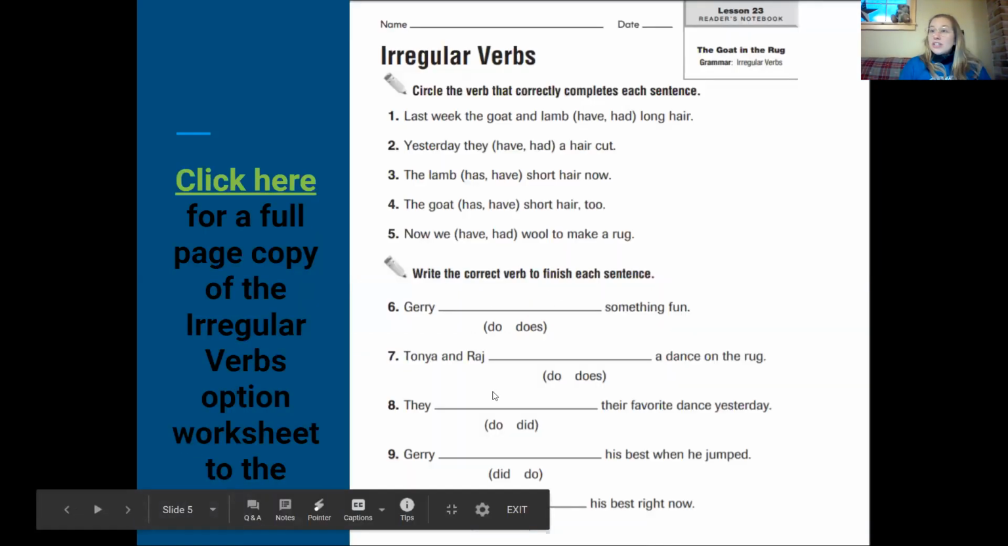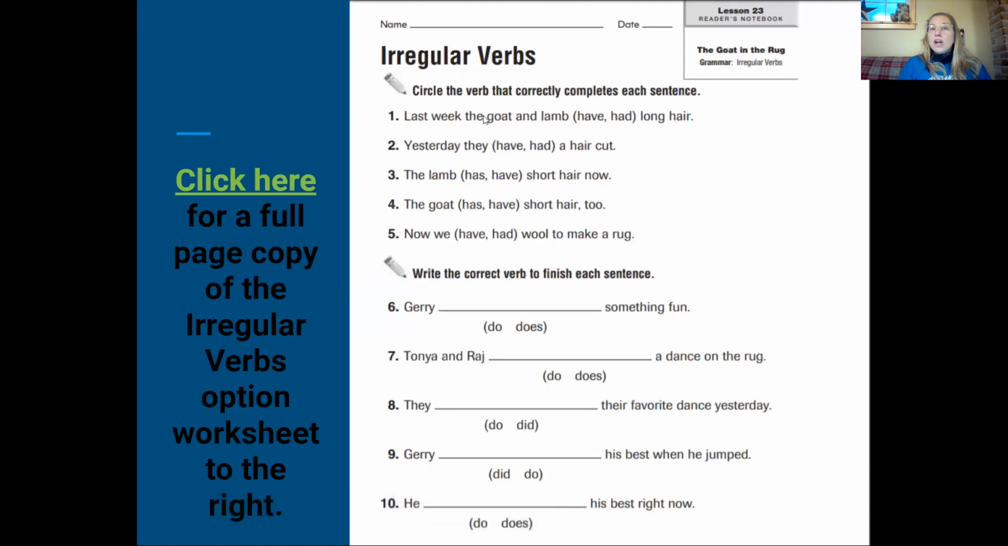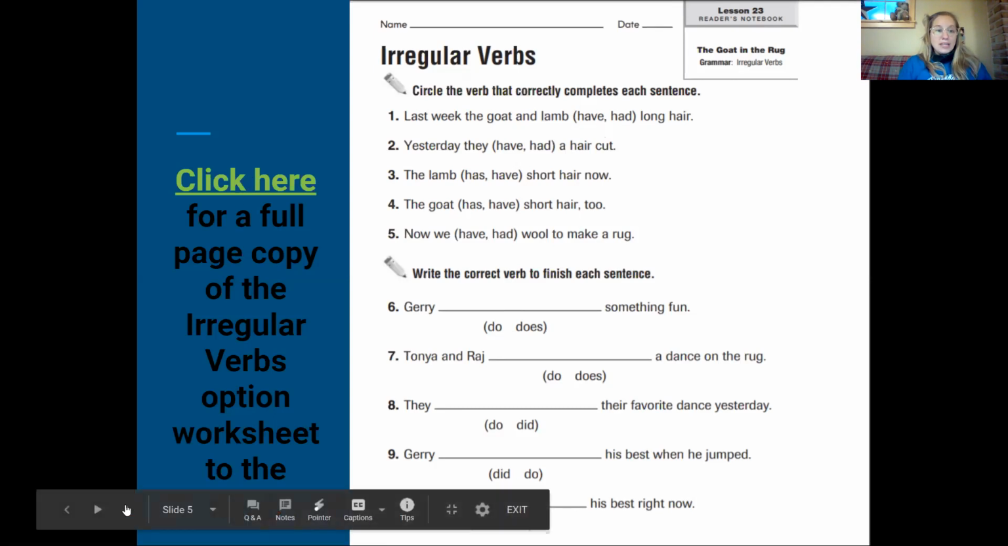If you need a little extra practice, you can go ahead and work on this reader's notebook page. You're going to do the same thing you just did on the page before. You're going to read the sentences and choose which irregular verb best fits the sentence and makes sense. You can just circle the one that does. Then you're going to read the sentences down below and write the correct irregular verb on the line that makes the sentence make sense. If you need a bigger page, boys and girls, you can click here and it will take you to a Google document with a larger page.